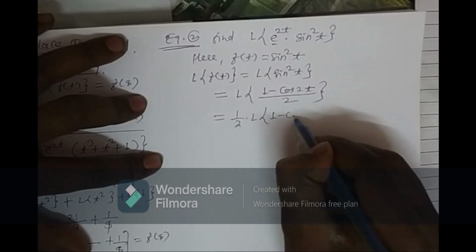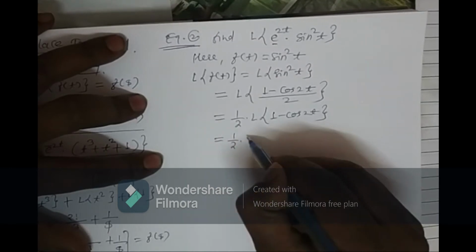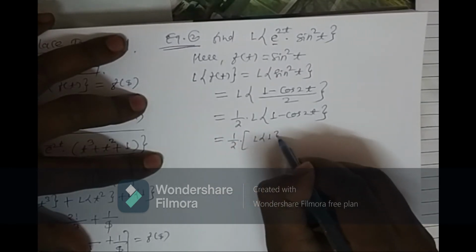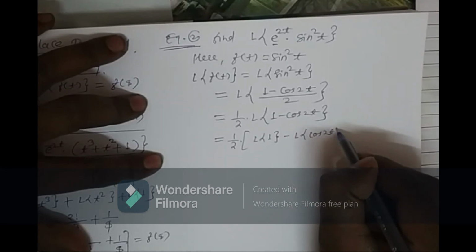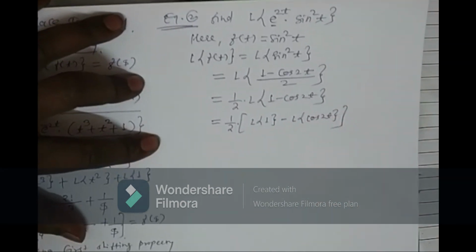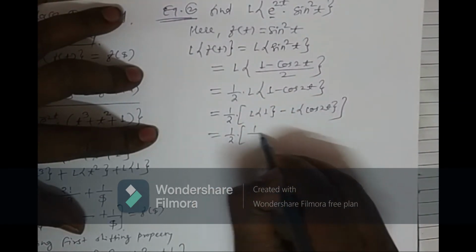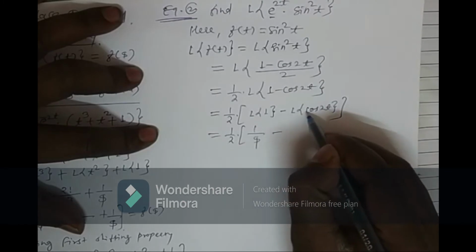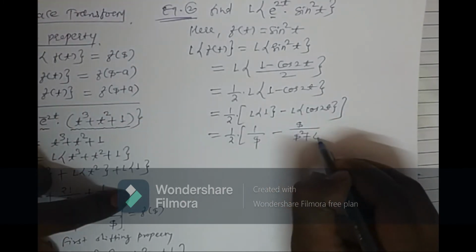Laplace transform of 1 minus cos of 2t is equal to 1 upon 2 in bracket Laplace transform of 1 minus Laplace transform of cos of 2t bracket close, and that is equal to 1 upon 2 in bracket Laplace transform of 1 is 1 upon s minus Laplace transform of cos 2t is s upon s square plus 4.